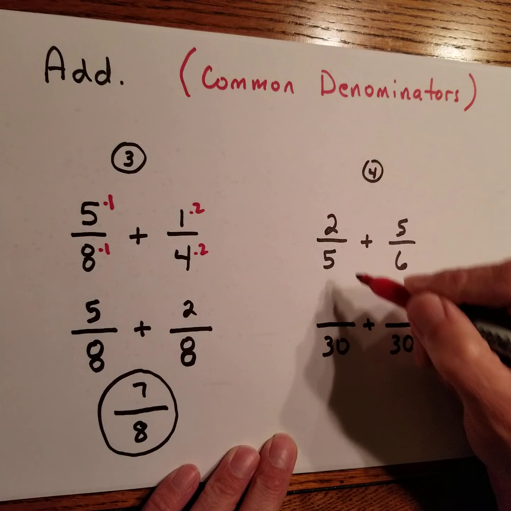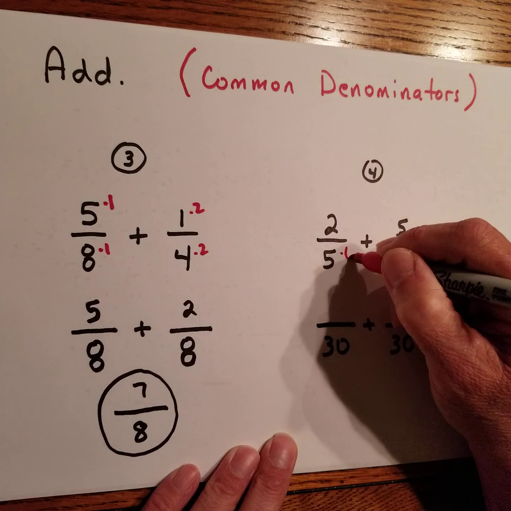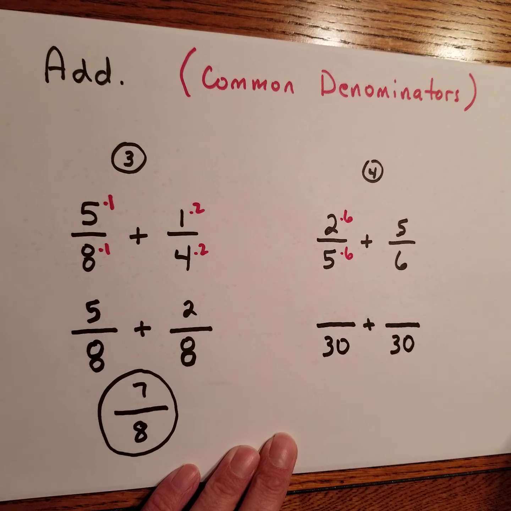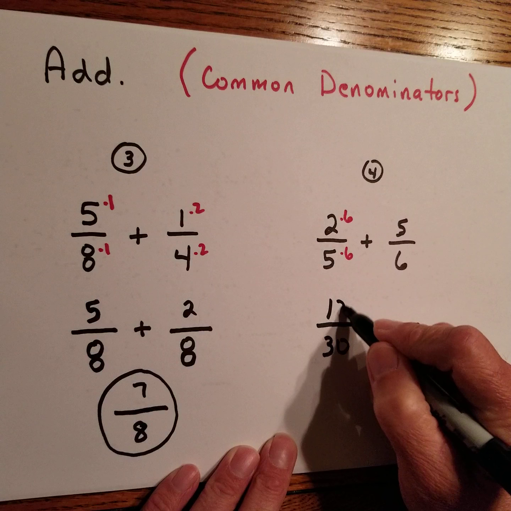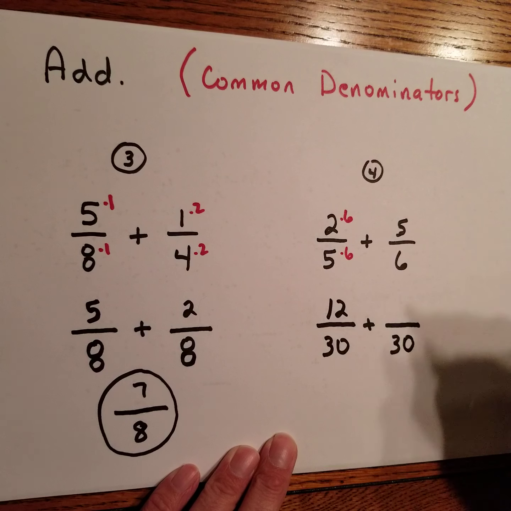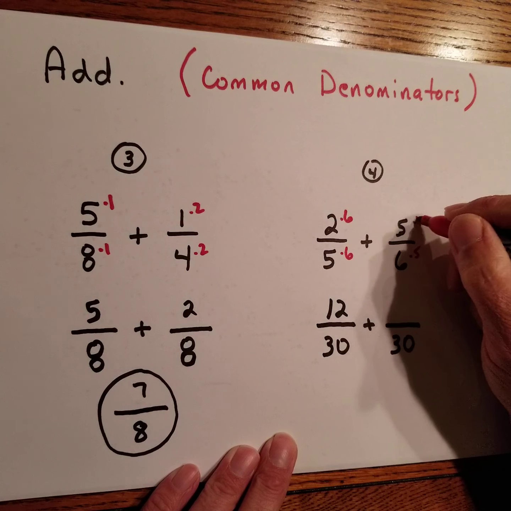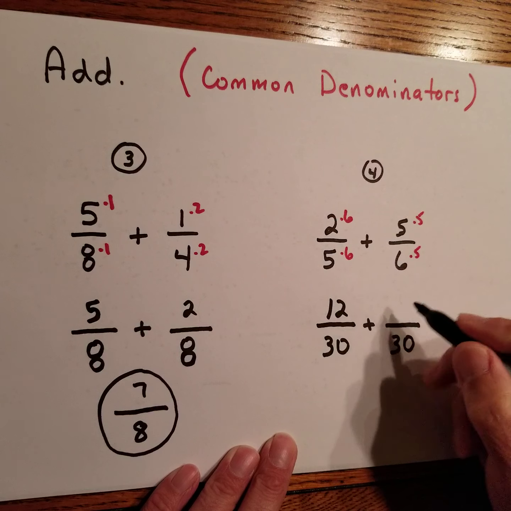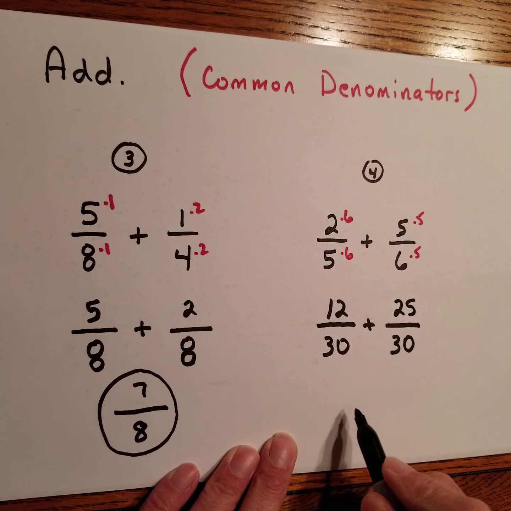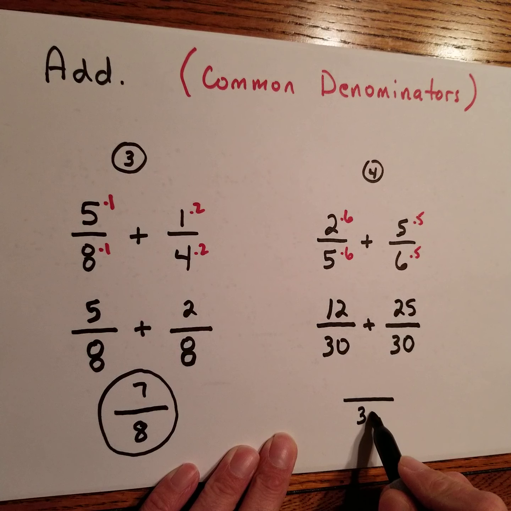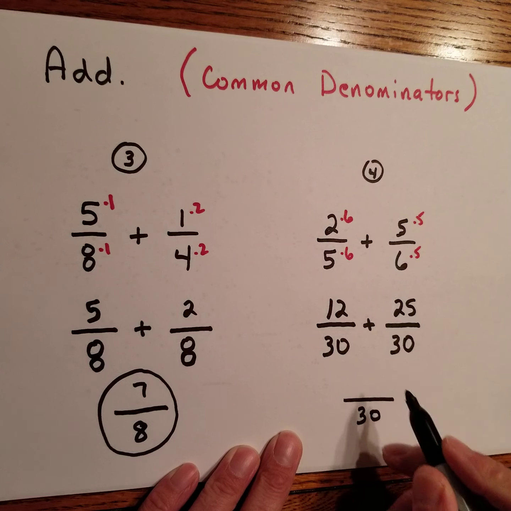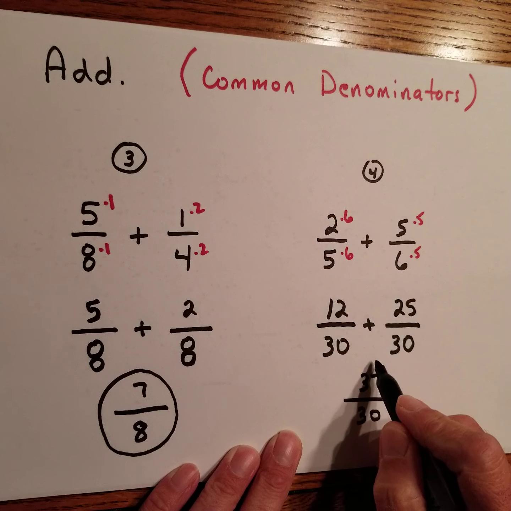Now, what do you multiply times 5 to get 30? 6. And what do you multiply times 6 to get 30? 5. With a common denominator of 30, I add 12 and 25 and get 37 thirtieths.